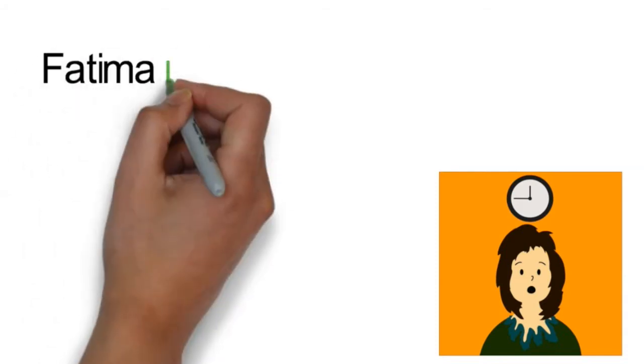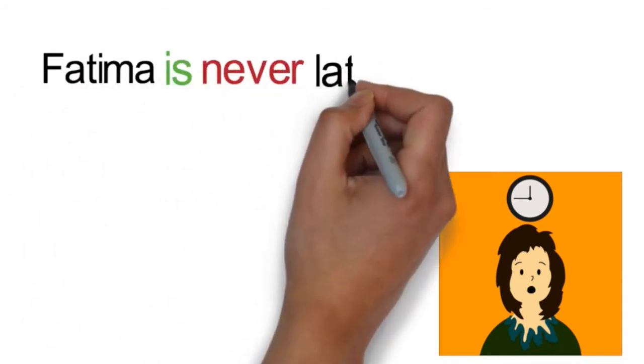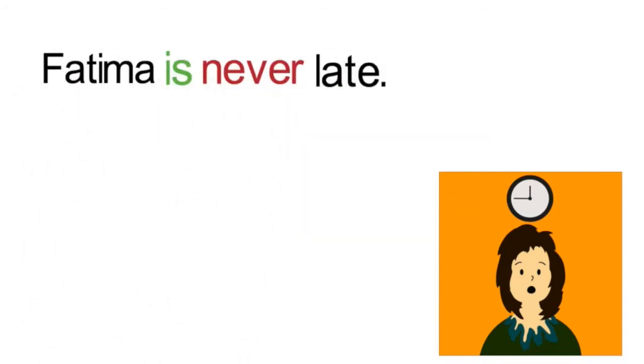Now let's look at this sentence. Fatima is never late. In this sentence, the adverb of frequency is never. This time, it goes after the verb because the verb is to be.